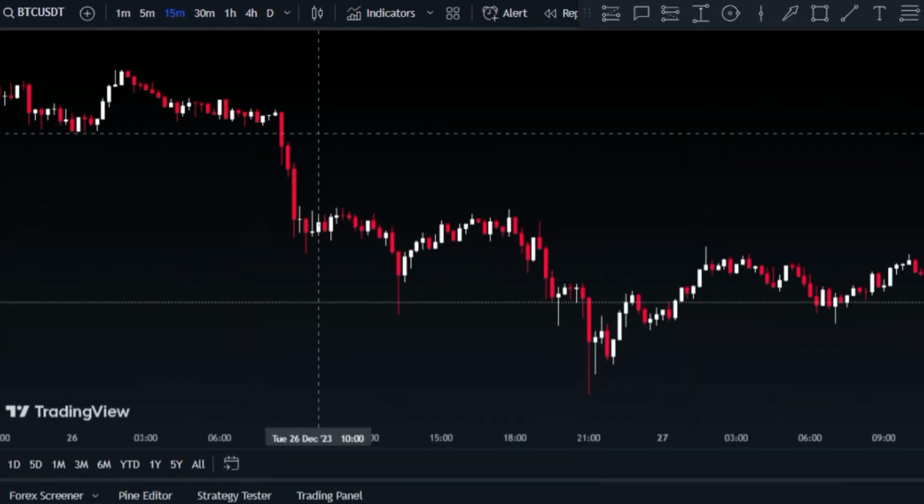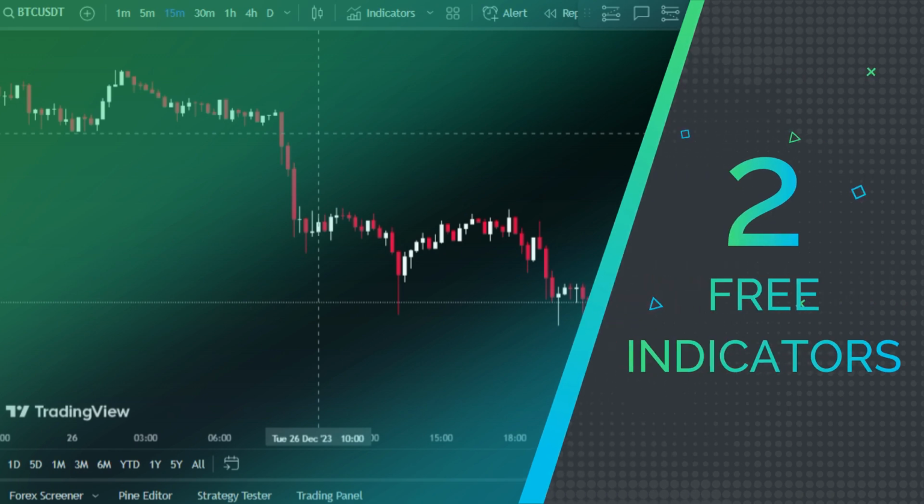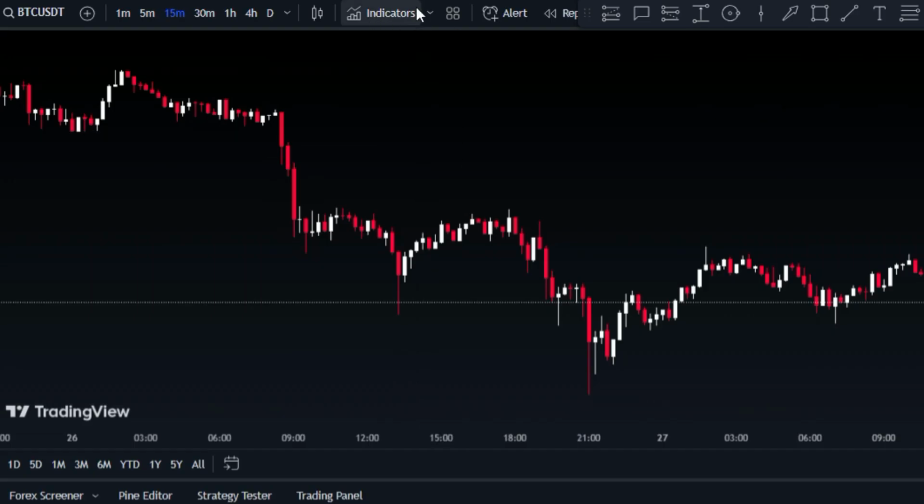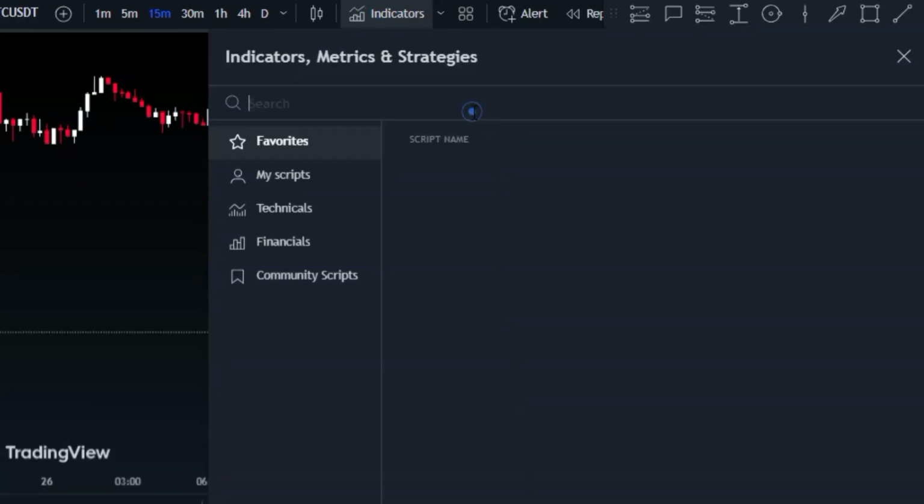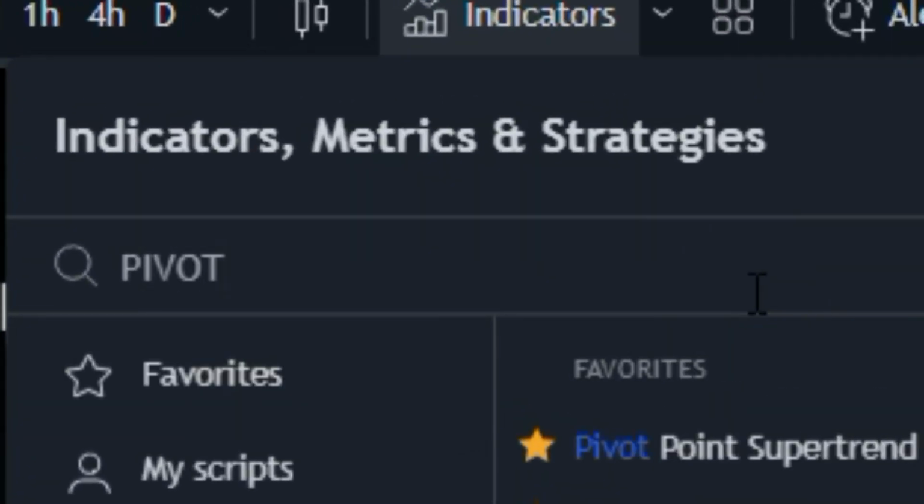Let's dive in and learn how to profit like a pro. Today we're using two indicators to make informed trading decisions. First off, the pivot point super trend. Head to the TradingView indicator section and add it to your chart. This will be our signal generating tool to help us make some earnings.